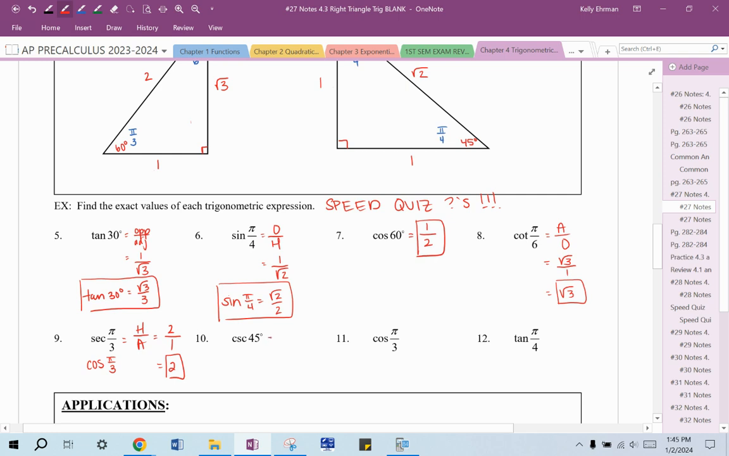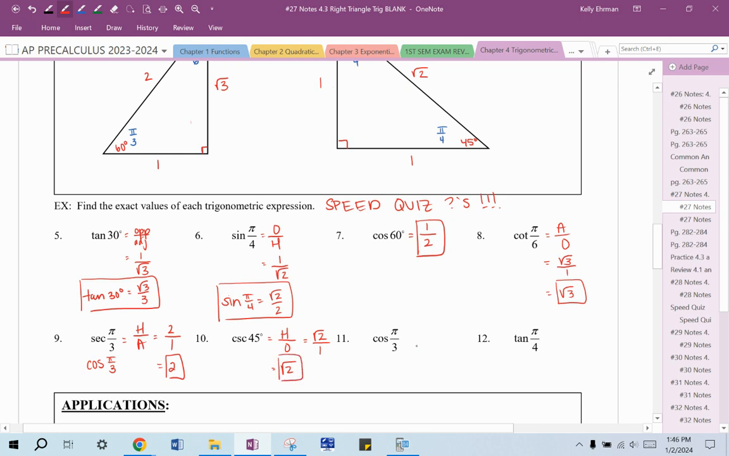Cosecant of 45 degrees, that's hypotenuse over opposite. We actually did this one up here, right? 45 degrees is pi over 4. So the hypotenuse is radical 2. The opposite leg is 1. So the answer is radical 2.